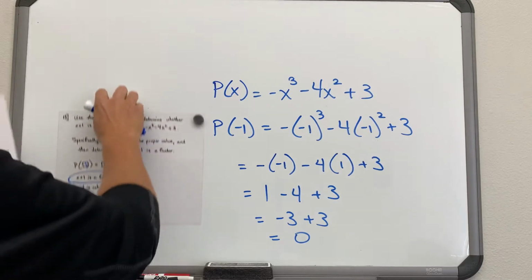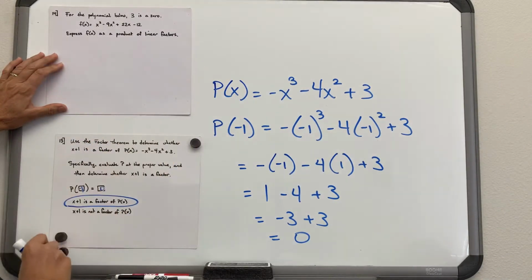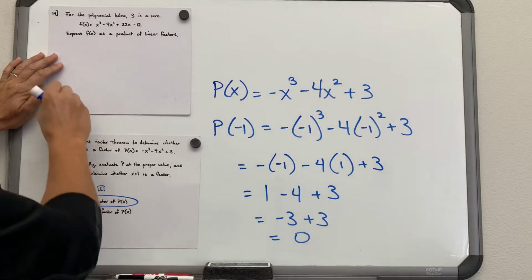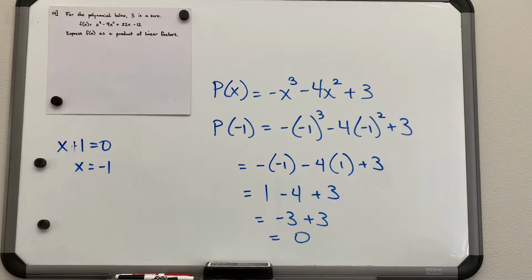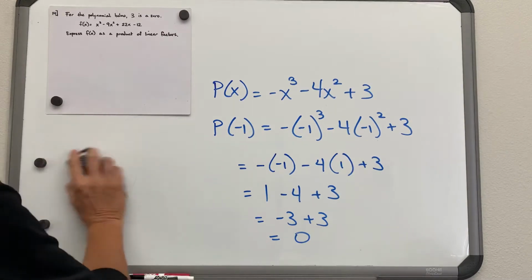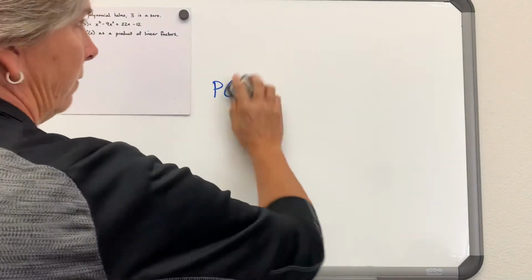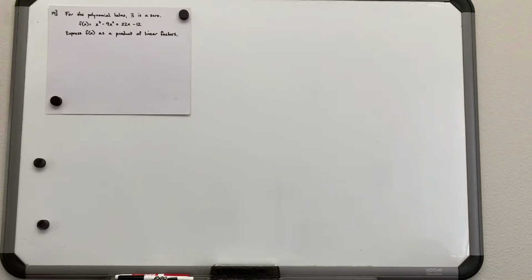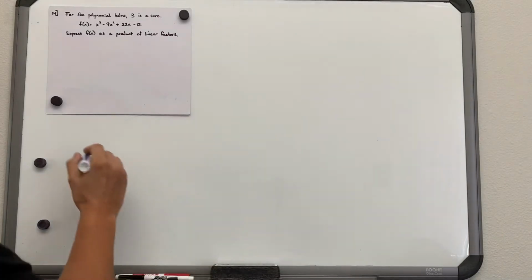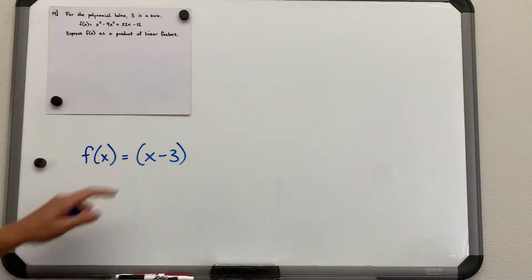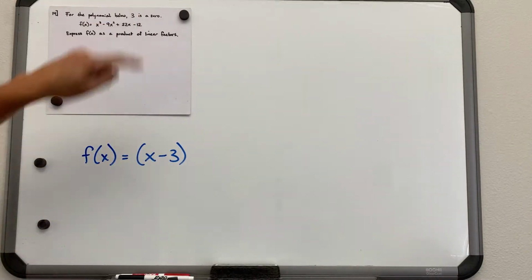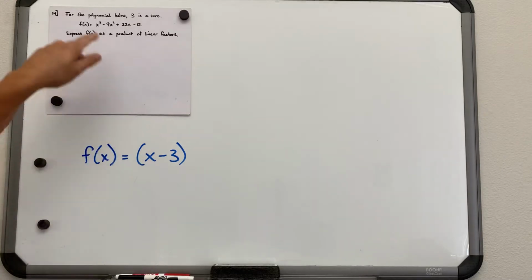Okay, 14 says, for the polynomial below, 3 is a 0. And they want me to express f of x as a product of linear factors. So if they tell me 3 is a 0, then I don't have to figure it out. They've given me that 3 is a 0. So what I would do, if I'm trying to write it as a product of linear factors, is I already know that one of my factors is x minus 3, because x minus 3 would have given me 3 as a 0. But I need to find my other factors.